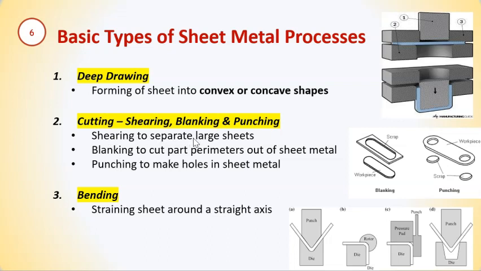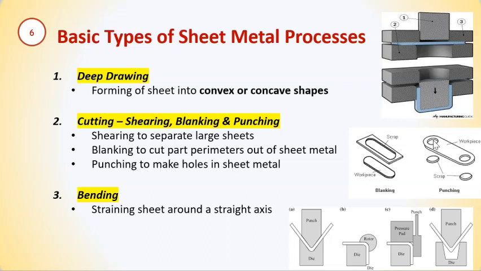Shearing is to separate or cut the large sheet. We don't call it cutting, usually we use the word shearing. And then blanking is to cut out the perimeter. So you blank. This is the process of blanking. So the outer part is the scrap. You want this part.